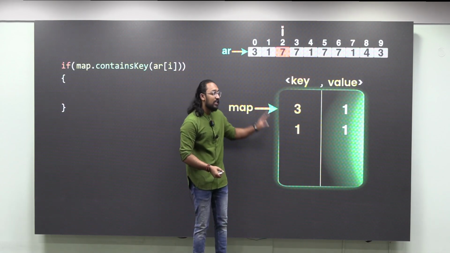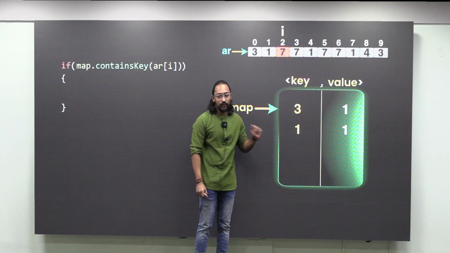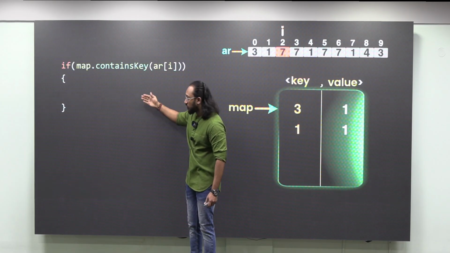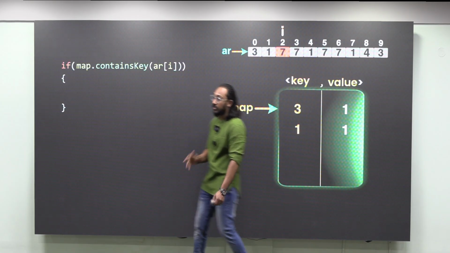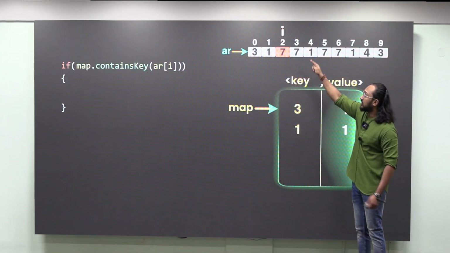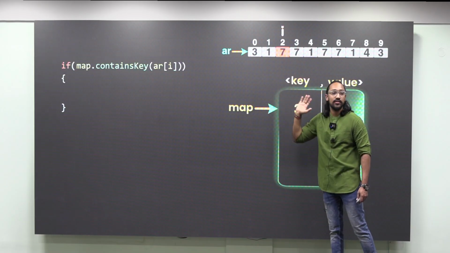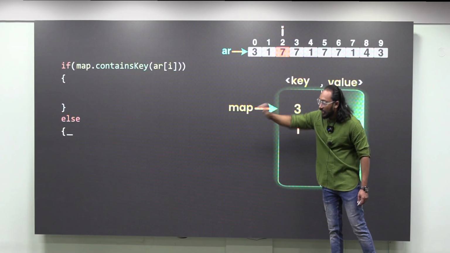But in this case, is the condition true or is it false? False. If it is false, should I do an operation in the if part or should I get the else part? I should get the else part. Now in that case, since 7 is occurring for the very first time, the if condition is false, so I will go and get the else part.